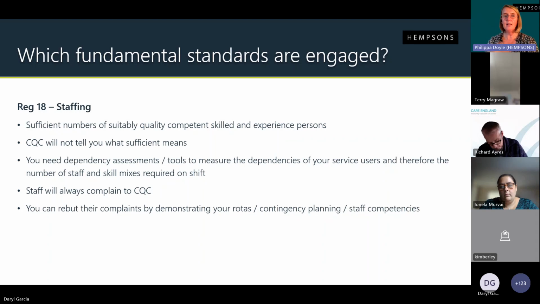Regulation 18 staffing then mirrors an awful lot of that as well. Again, needing sufficient numbers. It's not for CQC to say what sufficient numbers is. That's for you to determine sufficient numbers.